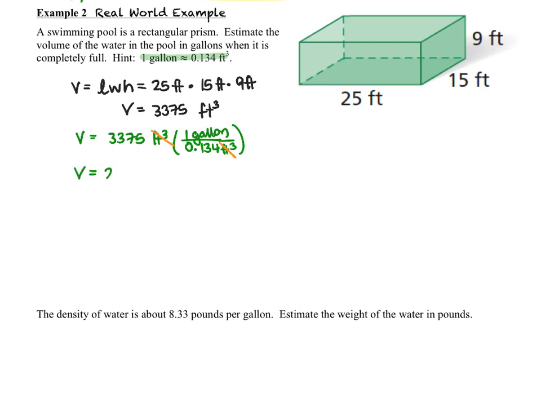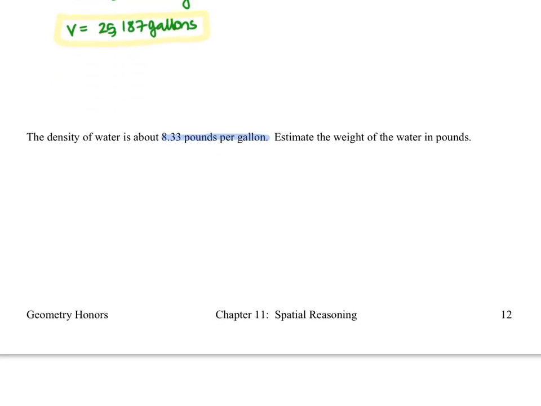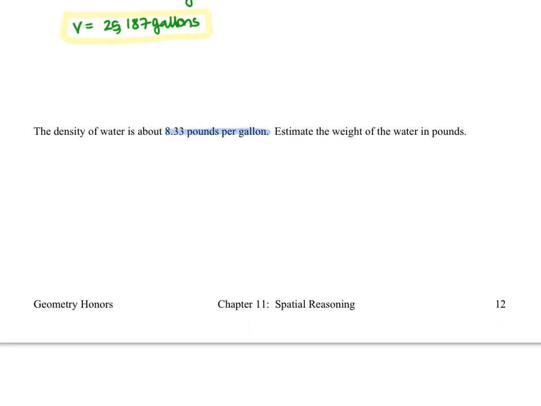And we find that the volume in gallons is 25,186.56 gallons. If we round to the nearest gallon, we've got 25,187 gallons. Now this problem goes on to say that the density of water is 8.33 pounds per gallon. Sounds like another conversion factor. And we want to estimate the weight of the water in pounds. We have a conversion factor that relates gallons and pounds, and we want the final answer to be in pounds.